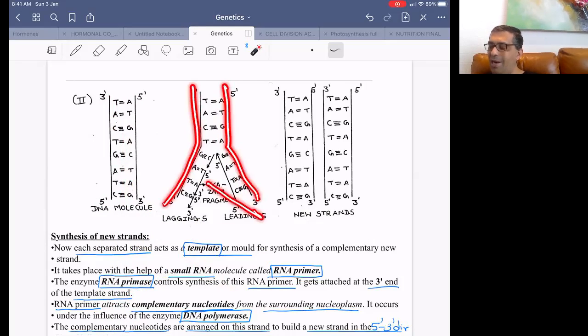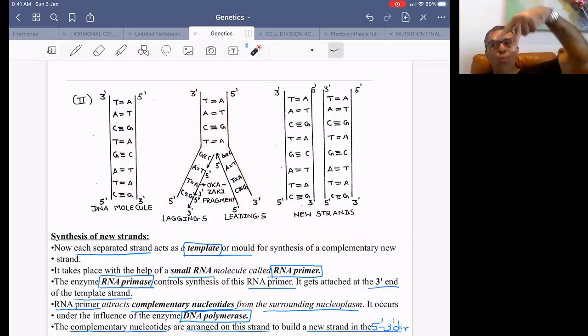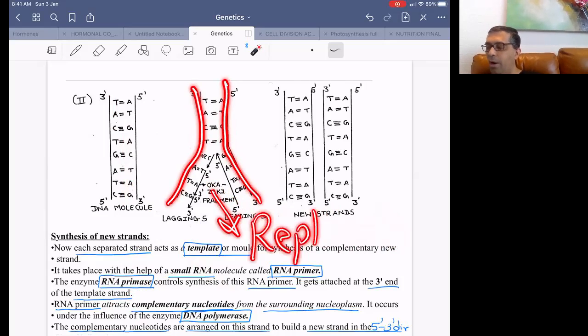What is this fork called? The replication fork. It looks like a fork. Now you eat apples with a fork. This is a fork, and this fork is called the replication fork.